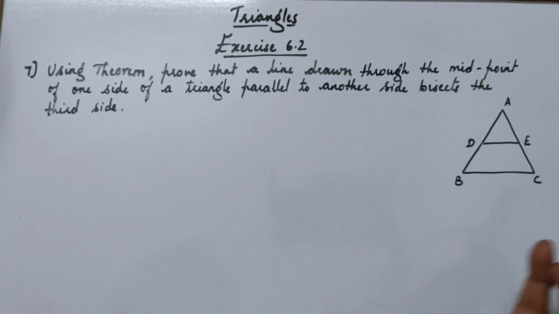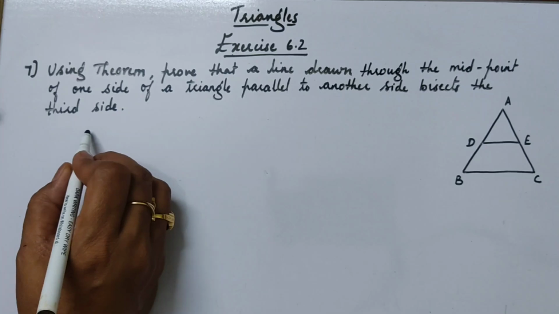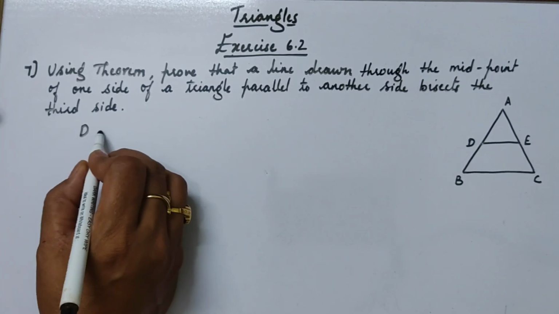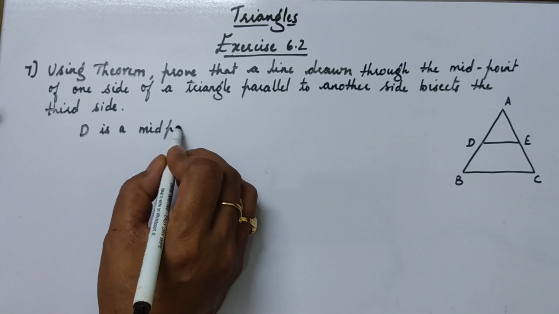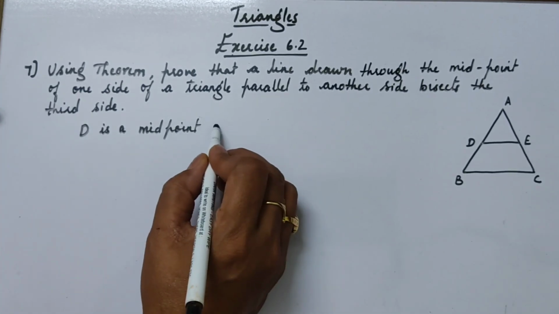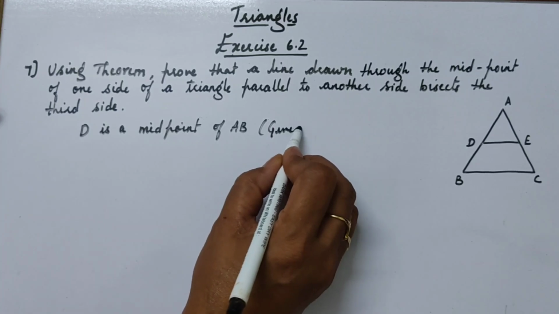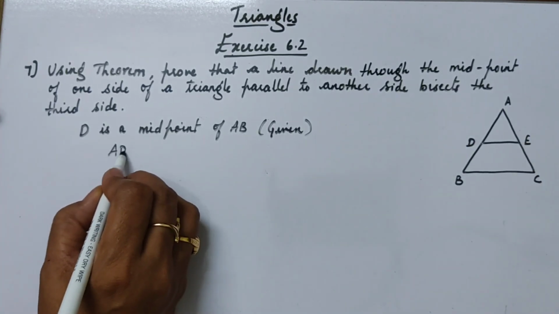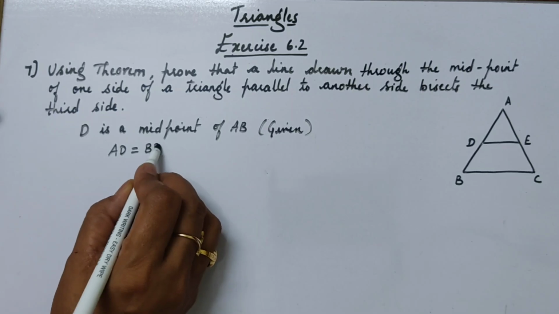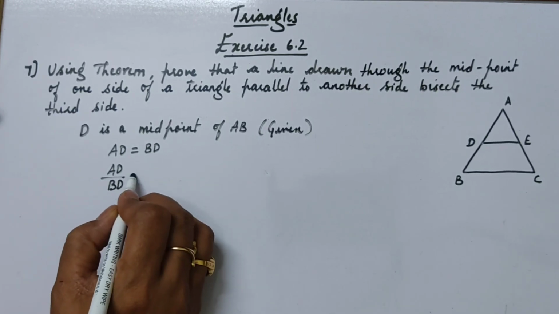Now come on, we know from the question that D is a midpoint. It is already given. D is the midpoint of AB, which is given already. So I can say that AD equals BD, correct? Now if I take that BD down, 1 is left over there.